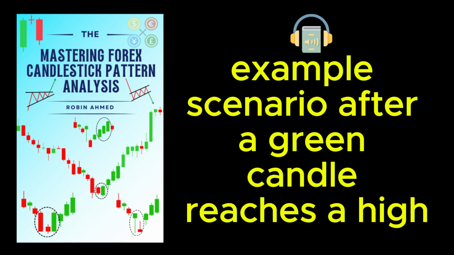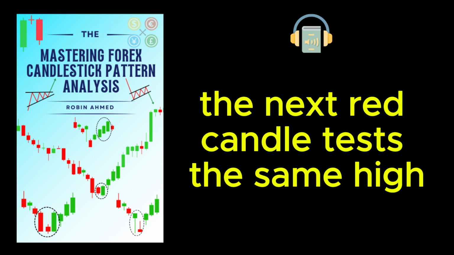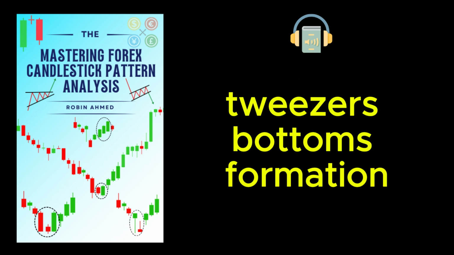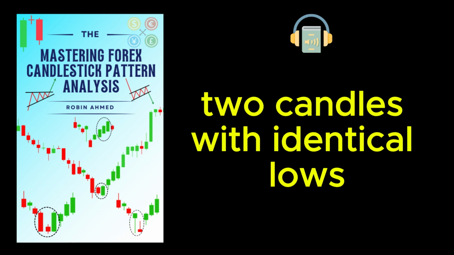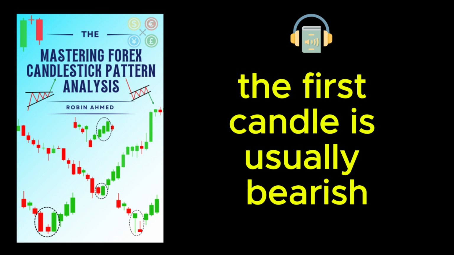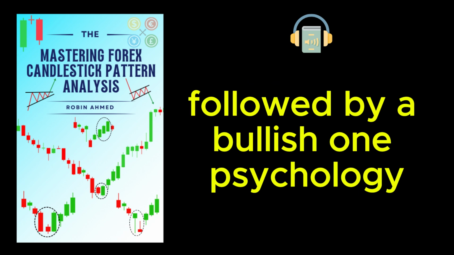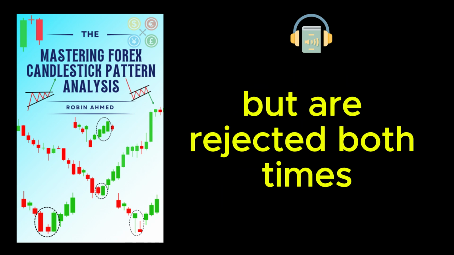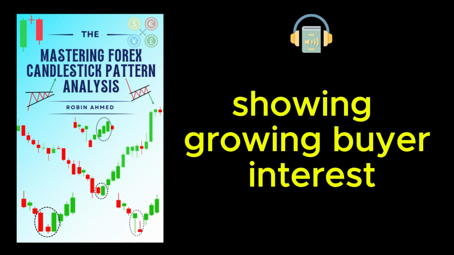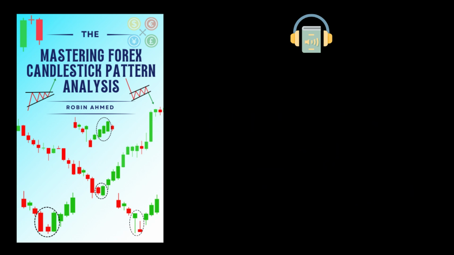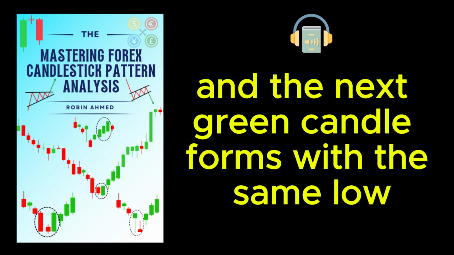Example scenario: after a green candle reaches a high, the next red candle tests the same high but fails to break above, indicating a bearish turn. Tweezer bottoms formation: 2 candles with identical lows at the bottom of a downtrend. The first candle is usually bearish, followed by a bullish one. Psychology: sellers attempt to break a support level but are rejected both times, showing growing buyer interest. Example scenario: a red candle touches a low, and the next green candle forms with the same low, suggesting support is holding firm.